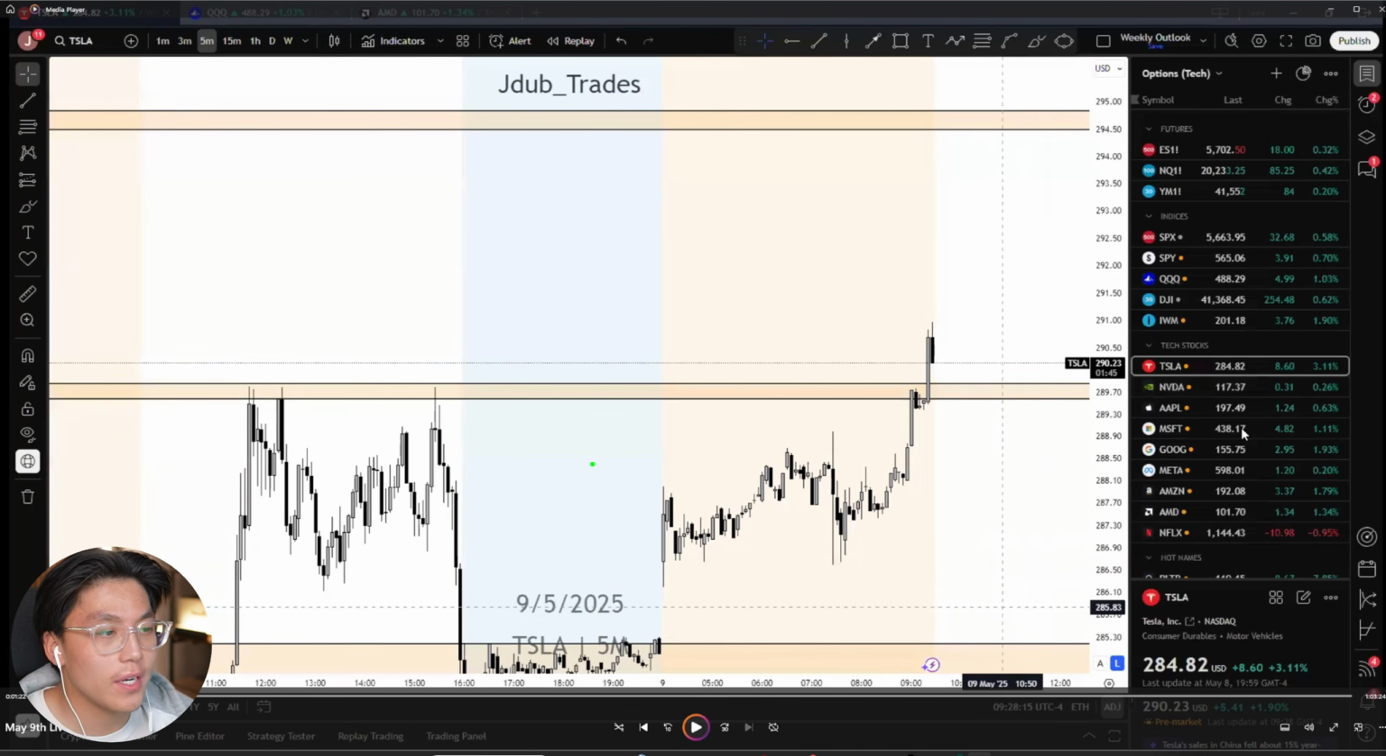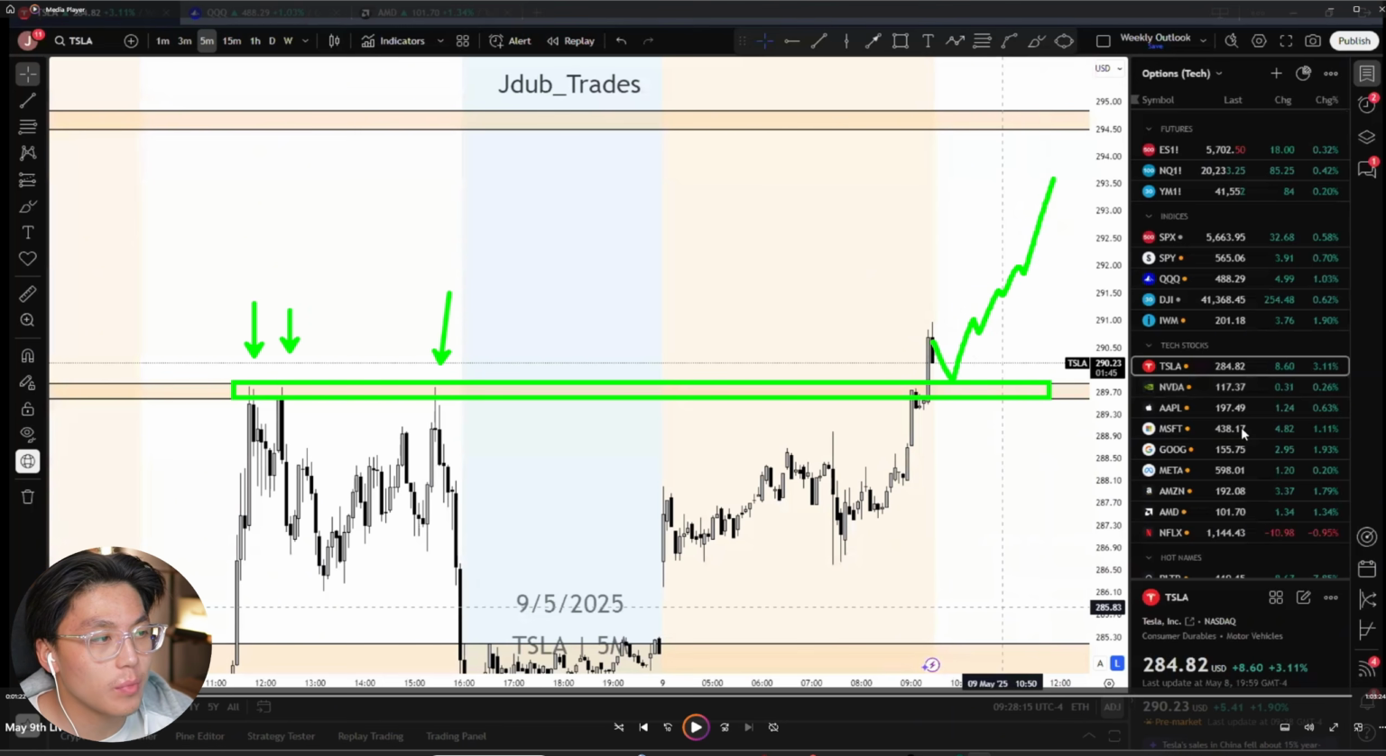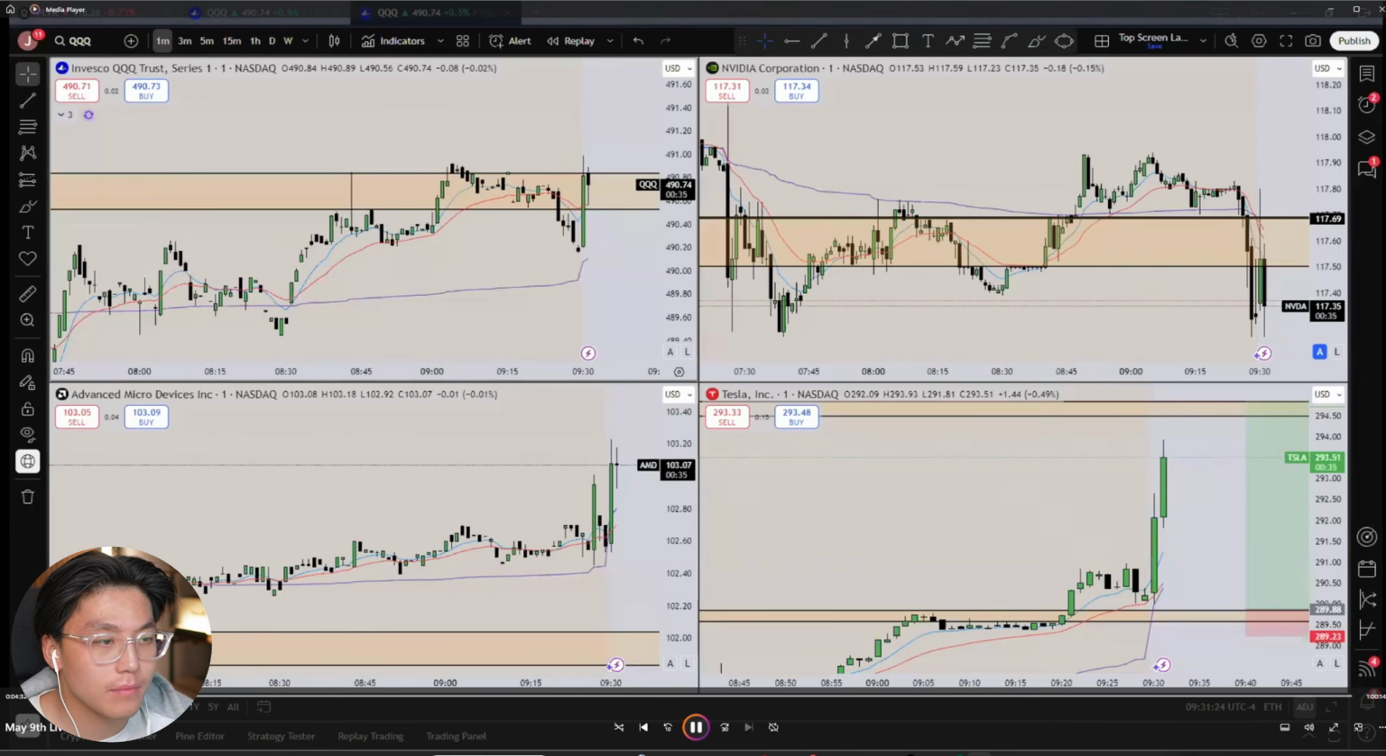So as you can see right here, coming into the day, Tesla's showing a lot of relative strength compared to the overall markets. What we're now going to have marked out here is this box high. And what we're going to be looking for is really this continued push towards the upside right off the bat towards your 295 and above here on Tesla.